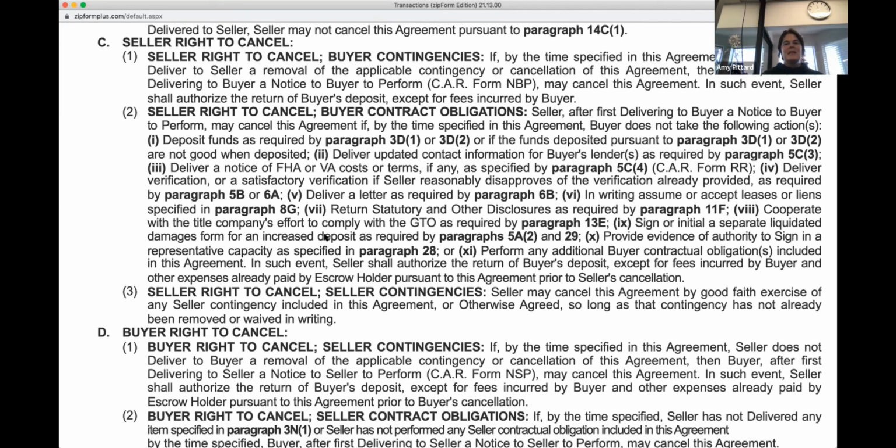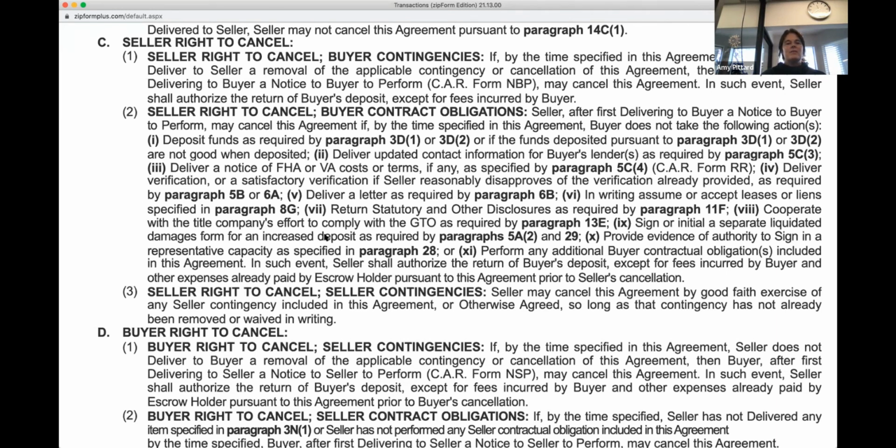Deliver updated contact information for buyer's lender as required by paragraph 5C3. Deliver a notice of FHA or VA cost or terms, if any, as specified in paragraph 5C4, that's on the CAR form RR. So we no longer use the FVA form, it's now the CAR form RR. It's just on the regular repair requests.